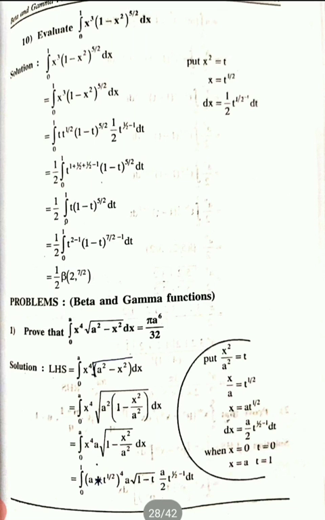Now put these in the integral. 0 to a is replaced by 0 to 1. Next, what is the x value? That is a t raised to 1 by 2. Put that value, a t raised to 1 by 2, raised to the power 4, and a is a constant as it is. Then square root of 1 minus x squared by a squared is 1 minus t. And the dx value is a by 2 into t raised to 1 by 2 minus 1 into dt.